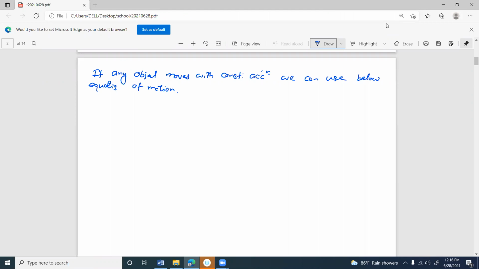Right. The first formula is v equals u plus at. Next one is s equals ut plus half at squared. Other one is v squared equals u squared plus 2as. Other one is s equals (u plus v) over 2 into t. These are the formulas. I think you are aware of these terms.